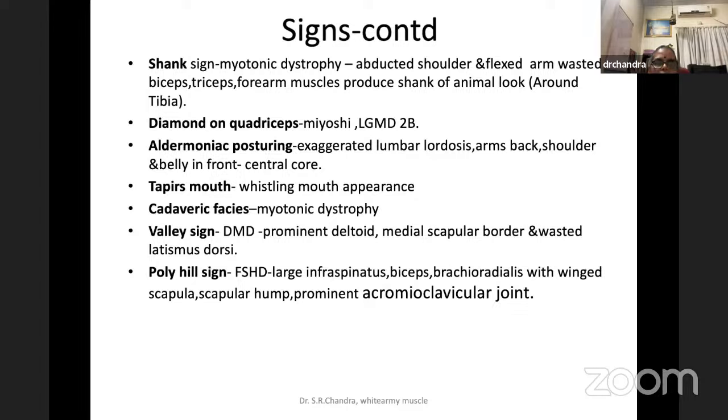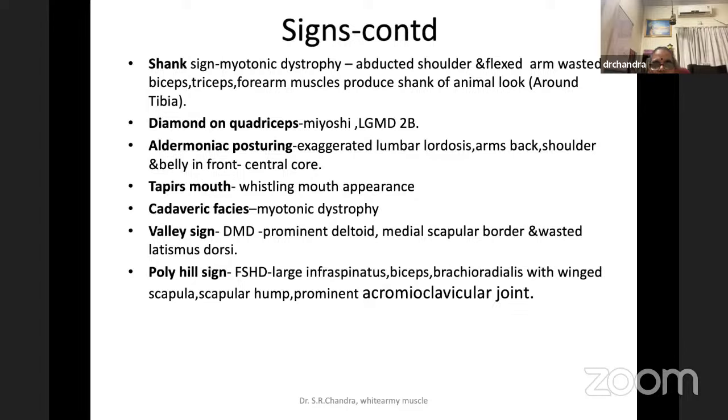Then you have got diamond on quadriceps. I'll be showing these things, then it will become easy. That is seen in Miyoshi myopathy and LGMD2B. And Aldermaniac posturing is exaggerated lumbar lordosis, arms thrown backwards, shoulders and belly in front.